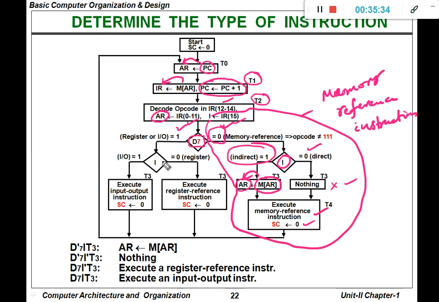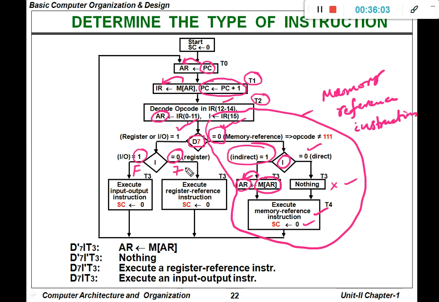So that is based on the I value. If I value is equal to 0, then it represents the register reference instruction. If I value is equal to 1, then it represents the input output instruction. So if I value is equal to 0, then the starting value will be 7. If I value is equal to 1, then the starting hexadecimal value will be F. So that also we have seen in the previous classes.